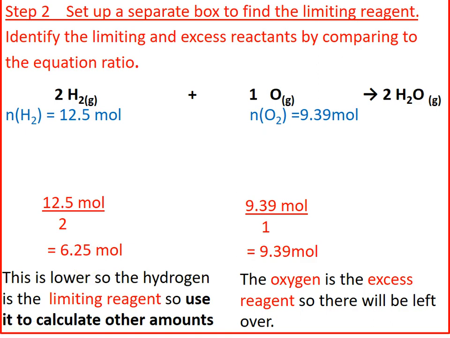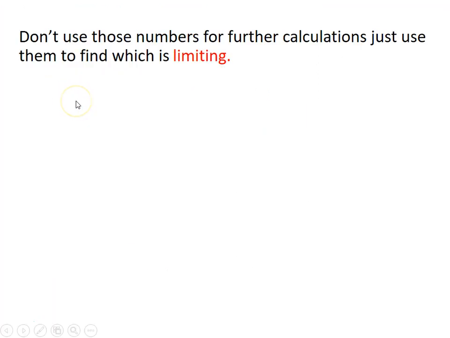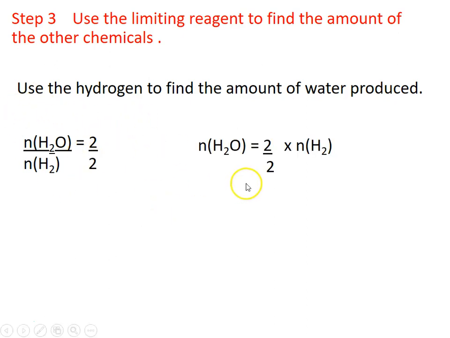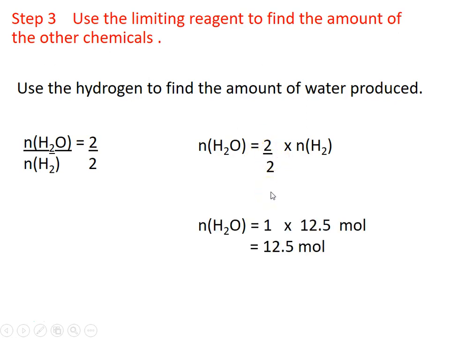Alright, so step 3, using the idea that hydrogen is the one that you're going to run out of first, we use it to work out the amount of water. So you're just doing your mole ratios, put what you want on the top and what you've got. So it's the same number of moles. So because you've got 12.5, you've got 12.5 moles. And then when you get to this point, you know the number of moles of water.